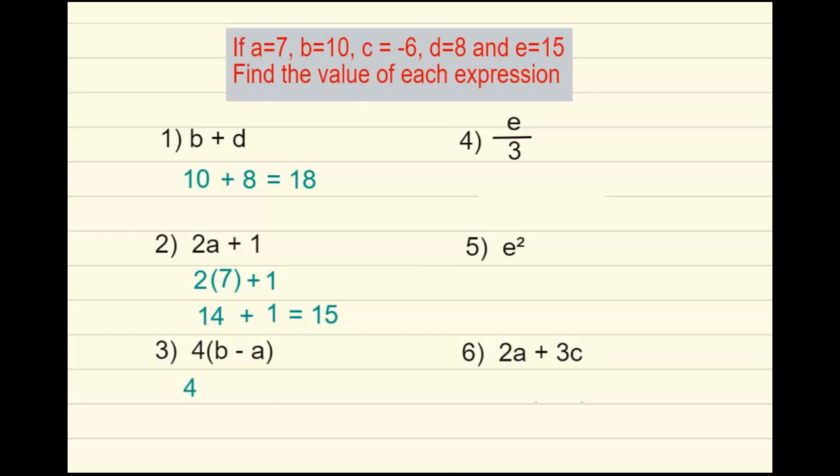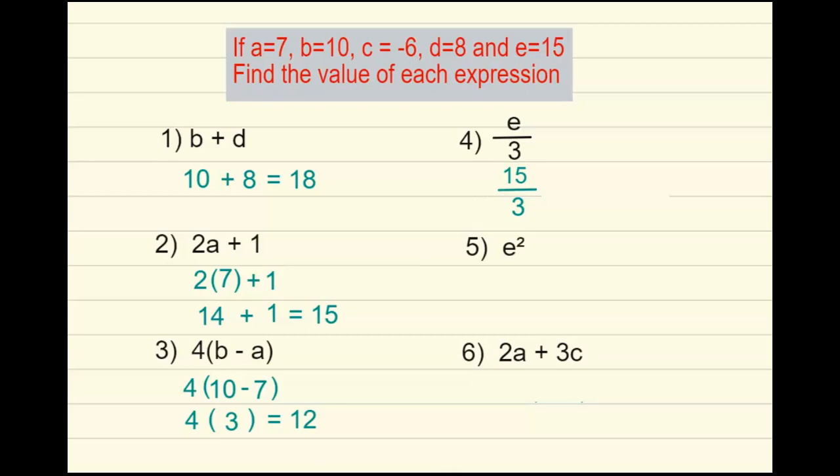For number 3, we have 4 times (B minus A). So B is 10, A is 7. So using BIDMAS, you're going to do the brackets first. So 10 minus 7 is 3. 4 times 3 is equal to 12.